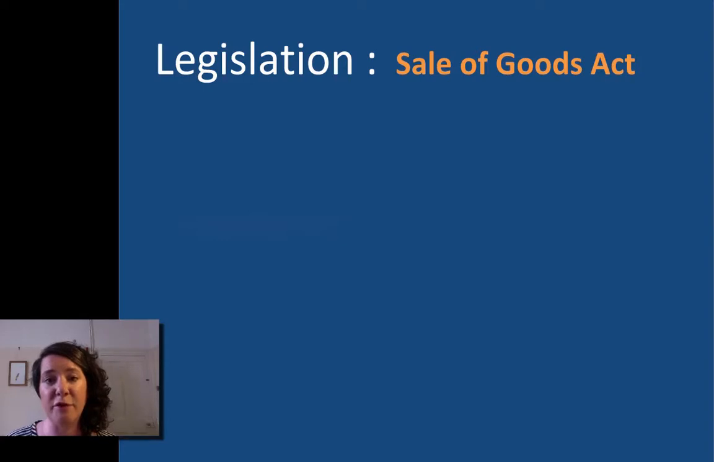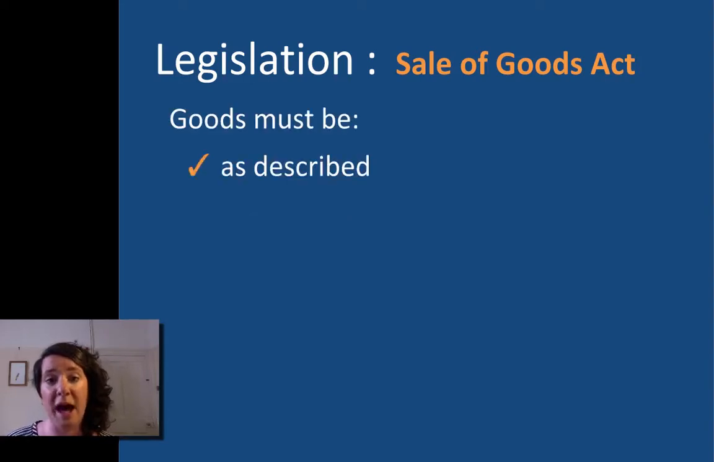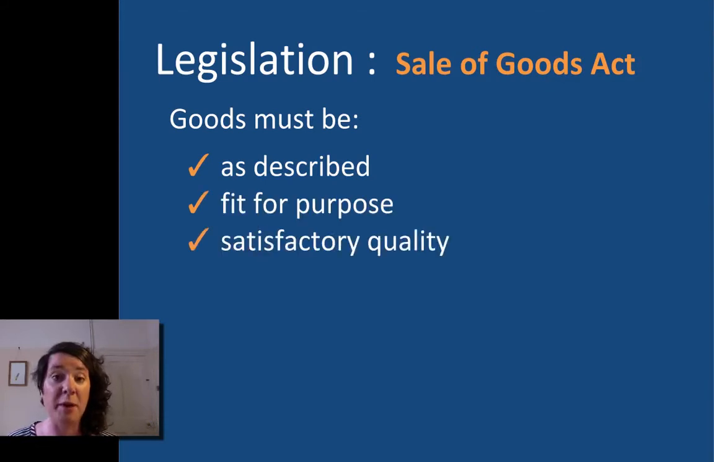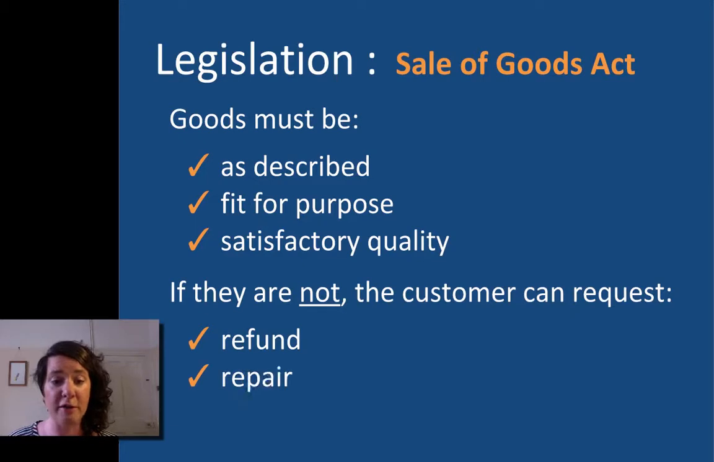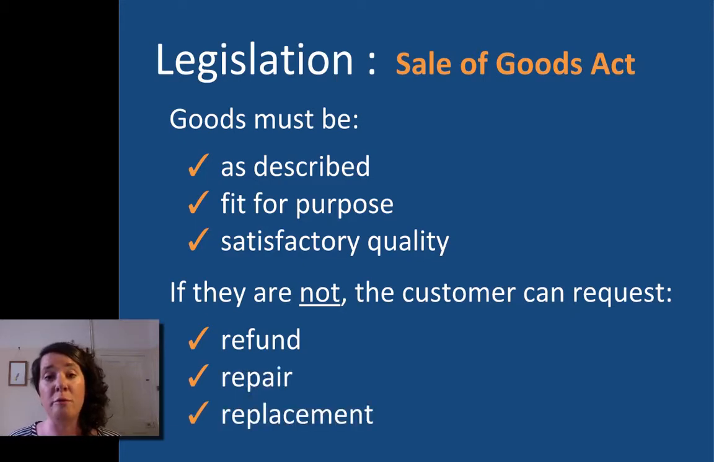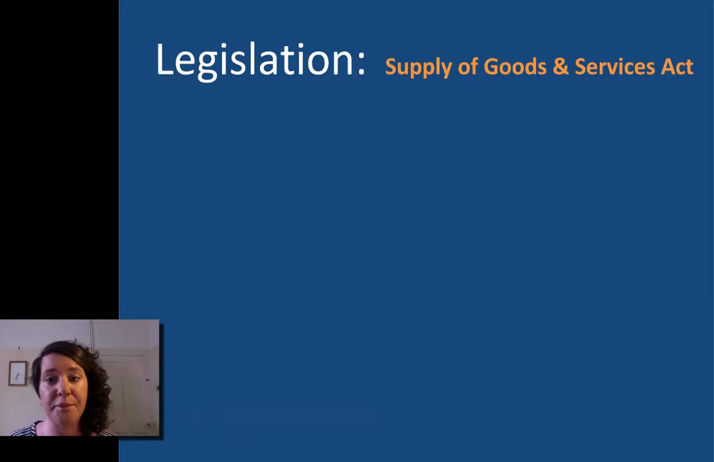Starting with the Sale of Goods Act, this states that goods must be as described, must be fit for purpose and must be of a satisfactory quality. If they're not, then customers can request a refund, a repair, or a replacement. So this is the very straightforward Sale of Goods Act that we're most commonly using.